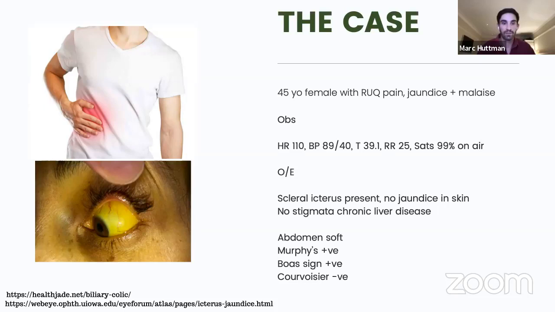On the examination, you've got scleral icterus present, no jaundice in the skin. So you just have it in the eyes. So you'd expect the bilirubin to be in the region of 30s, 40s. You wouldn't be sky high in the 80s, 90s, because then you would see some jaundice. And importantly, there are no stigmata of chronic liver disease.